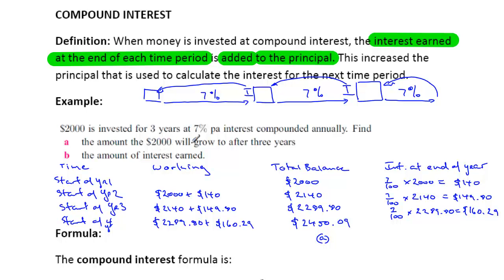And so our answer for this question A is that the amount that it will grow to after 3 years will be that last amount, $2,450.09. And the total interest earned, well, if we take $2,450.09 and subtract from it the $2,000 that we started with, that will give us our total interest of $450.09.